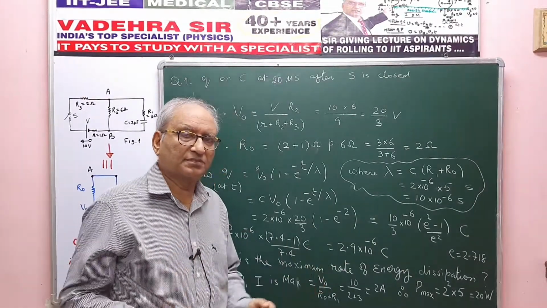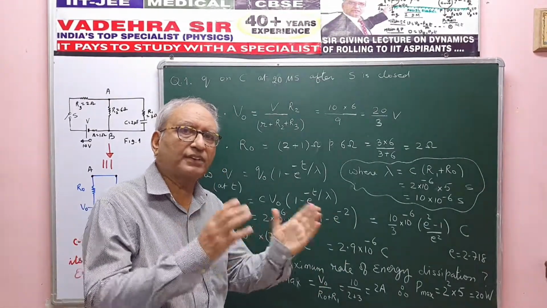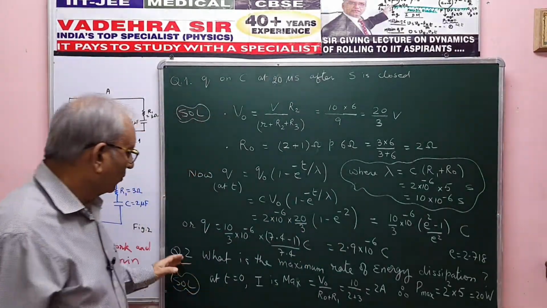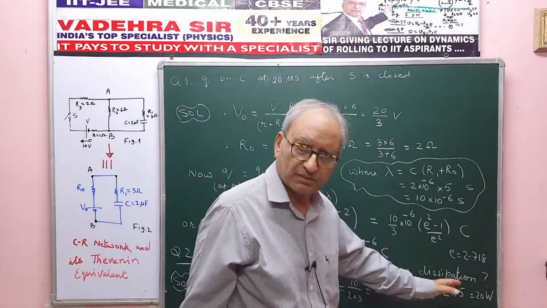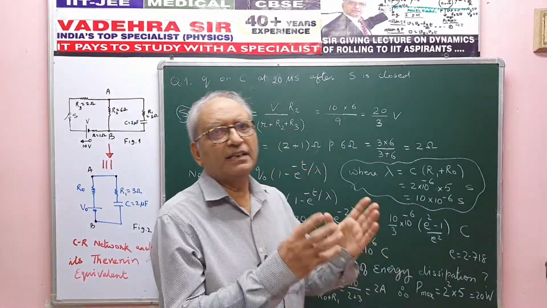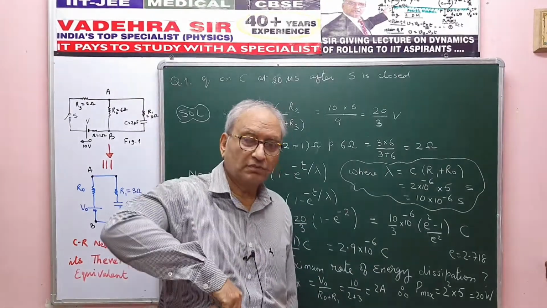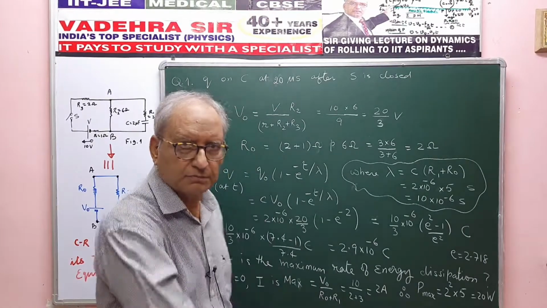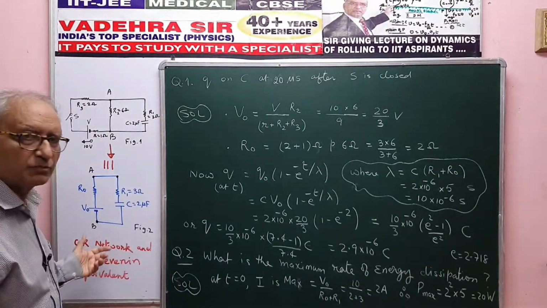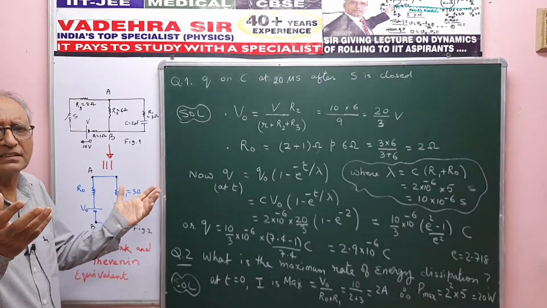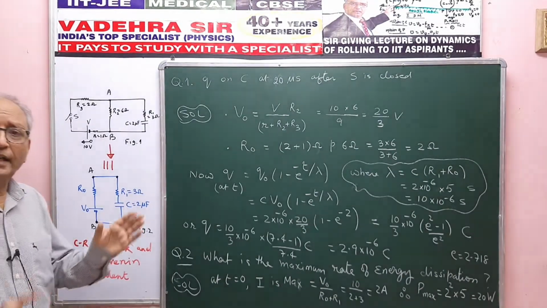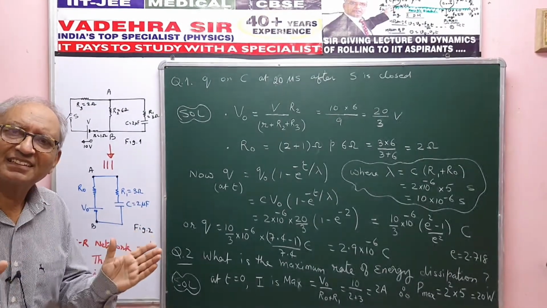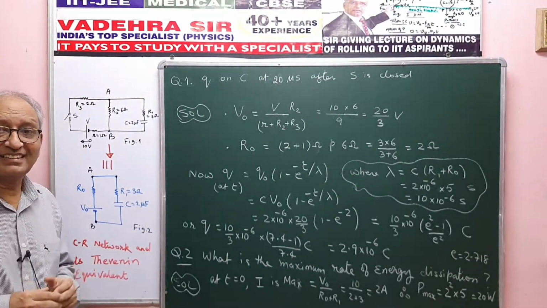I give you another question about the maximum rate of energy dissipation in the circuit. Very easy now. So what is the maximum rate of energy dissipation? Of course, it will be I square multiplied by R, and we know that the moment we close the switch, the current in the circuit is maximum. Let me call it I max. And at t equal to 0, the capacitor behaves like zero resistance. It's a very good conductor.